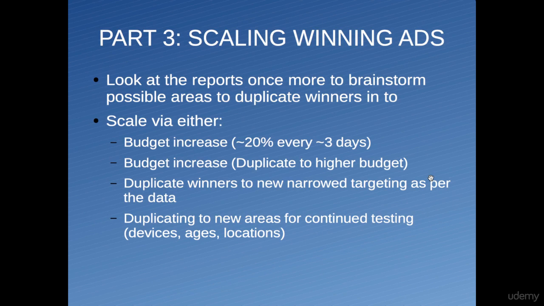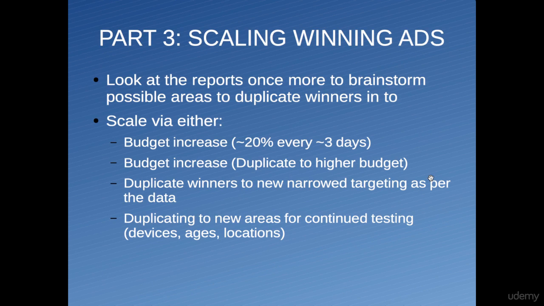Part 3 will be scaling winning ads. We'll be looking at the reports once more after another couple of days to brainstorm where we can duplicate the winners into. So we'll be scaling by either a budget increase on the winning ad sets, the ad sets that are profitable and are driving sales, by increasing the budget by 20 to 25% every 3 or so days. Or we'll be duplicating the ad sets to higher budgets.